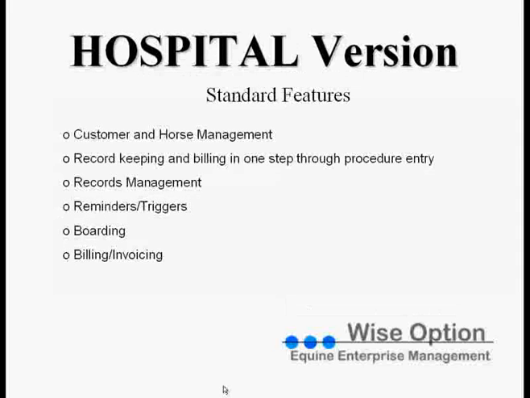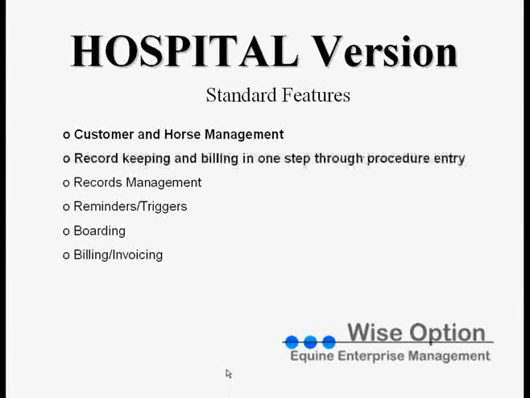We're going to look from the standard feature or the training version, the customer and horse management, and also how to do your record keeping and billing in just one step through your easy procedure entry. The rest of these standard features are discussed in great detail in the training version. The reason we don't go into them in the hospital version is because several of these things can be done in both places. So to eliminate any confusion, we're just going to talk about the customer and horse management as well as your record keeping and some of the procedure entry for the training version. The rest of it, like I said, please, if you have any additional questions at the end of this, go to the training demonstration.